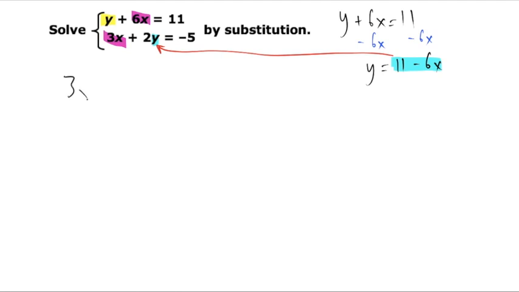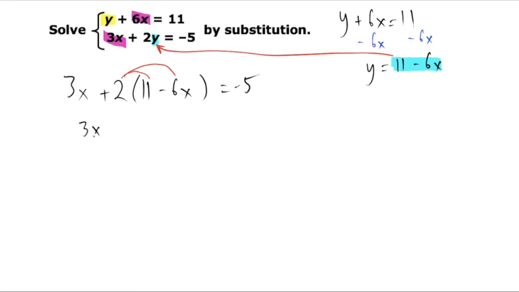I have 3x plus 2, parentheses because I'm substituting something in, and what I'm substituting is the 11 minus 6x, and that equals negative 5. Again, I wrote the entire thing, and where you saw the y, I instead replaced it with parentheses and what y was equal to when I solved for y in the other equation. So now we need to start solving for x. Here I have something being multiplied to my parentheses. This is why putting parentheses here is important, because it tells me I need to distribute this 2. So that's where I'm going to start.